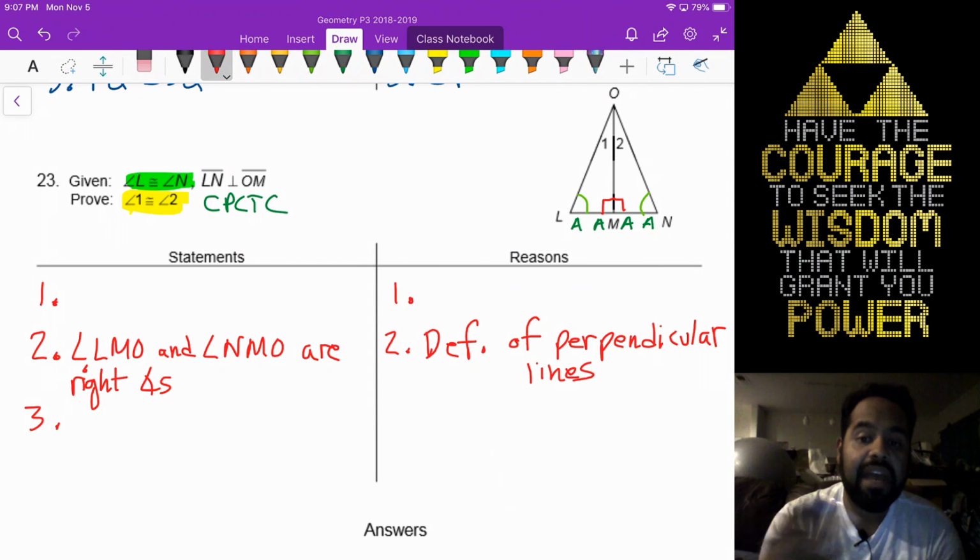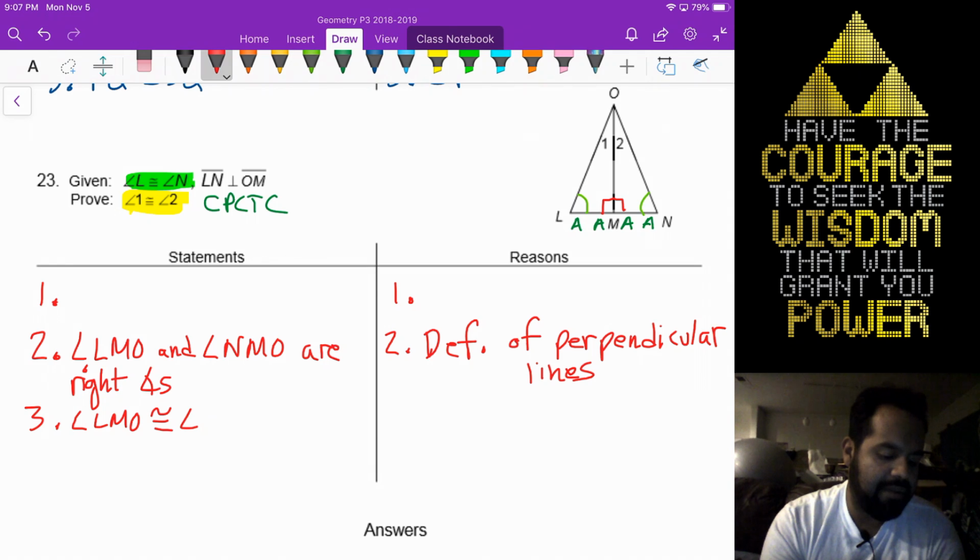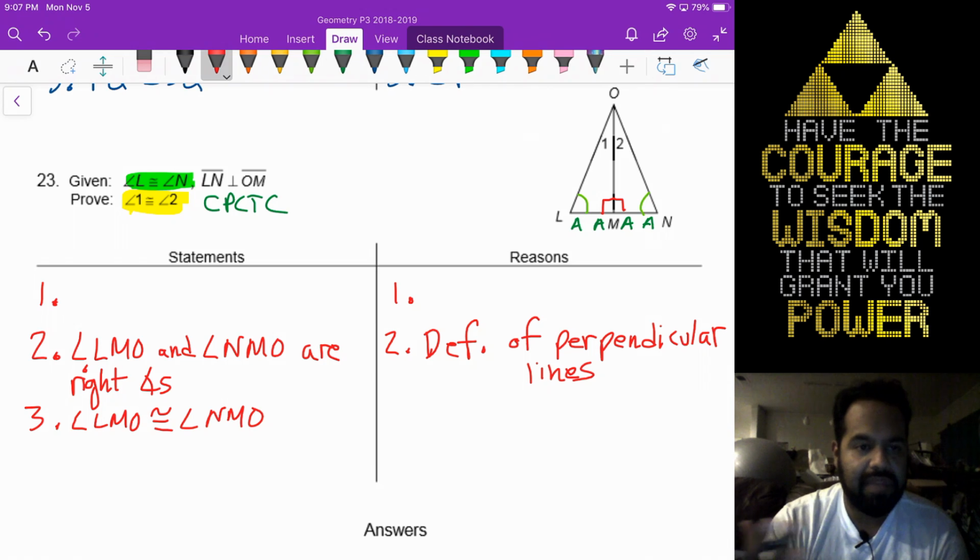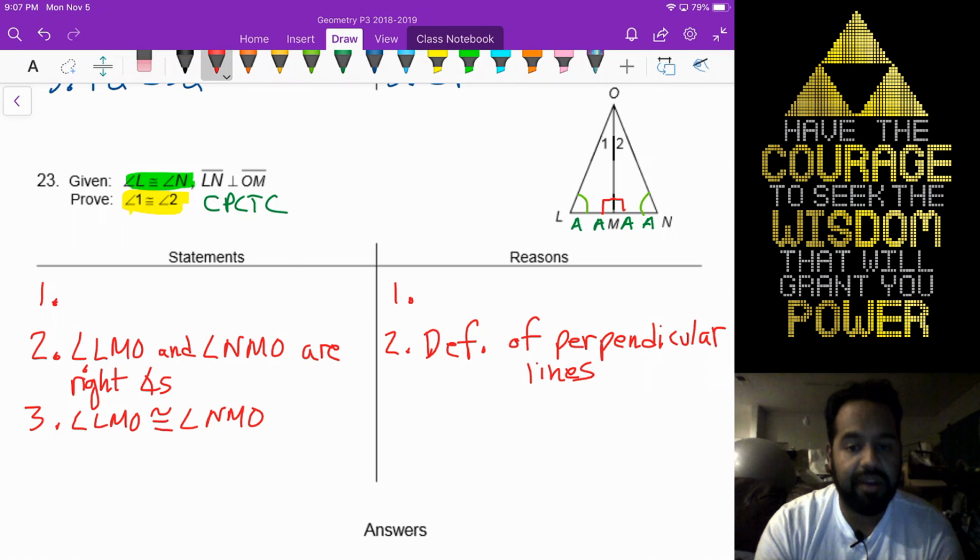So then step 3, now I'm going to claim that those two angles are congruent. And why are they congruent? Well, if you remember me talking a lot about my boy Euclid, one of his postulates is that all right angles are the same. They all equal each other. So again, we're going to say definition of a right angle.